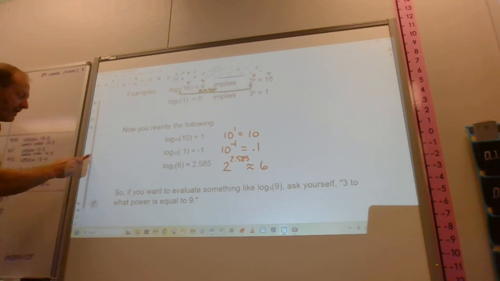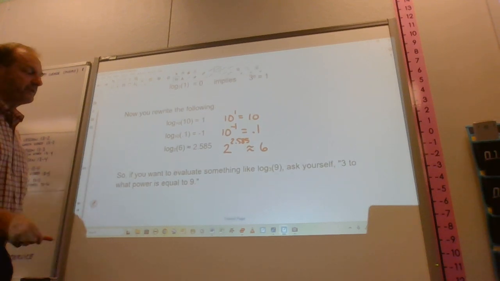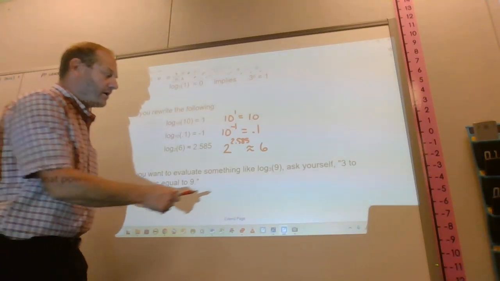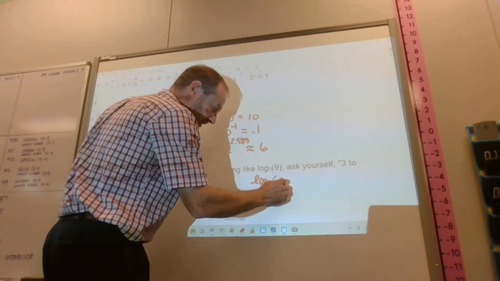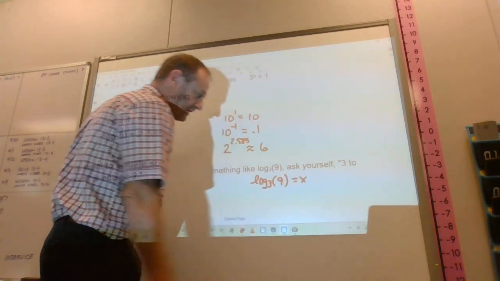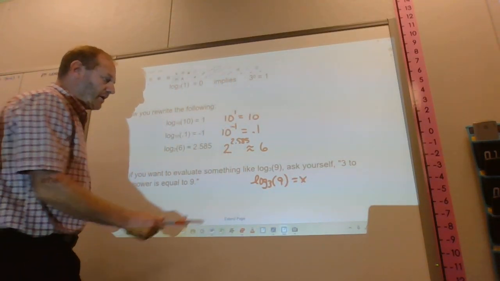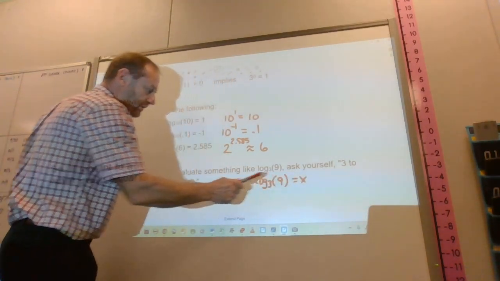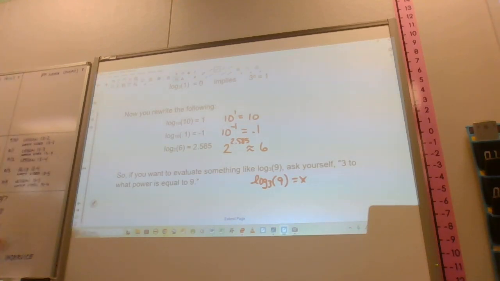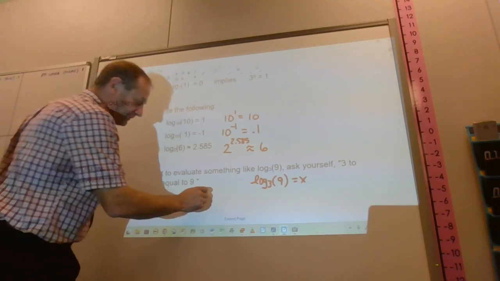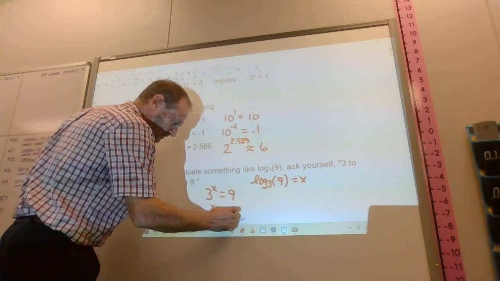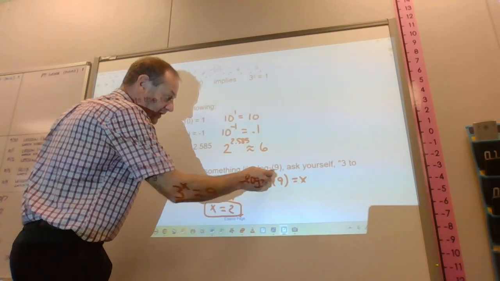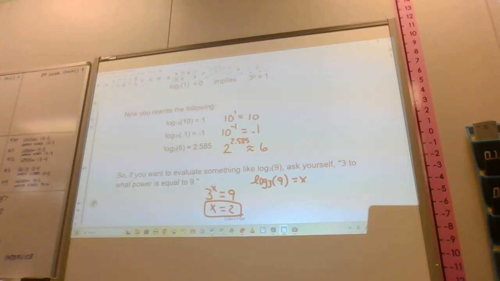So if you want to evaluate something like log base 3 of 9, ask yourself, okay, because remember, if I'm going to evaluate it, it's this, right? What is that? Well, 3 to what power equals 9? And you can look at that and go, hey, that's 2. That's easy to do. x has to be 2. So the log base 3 of 9 is 2.